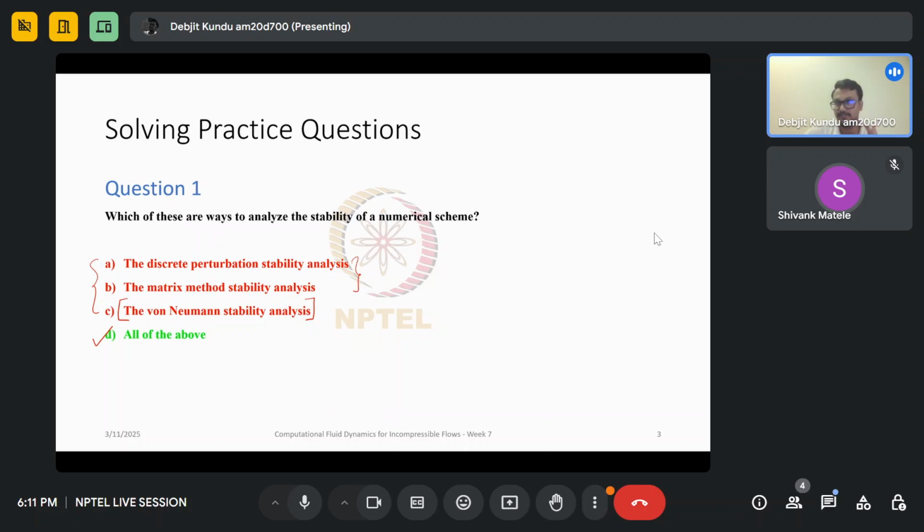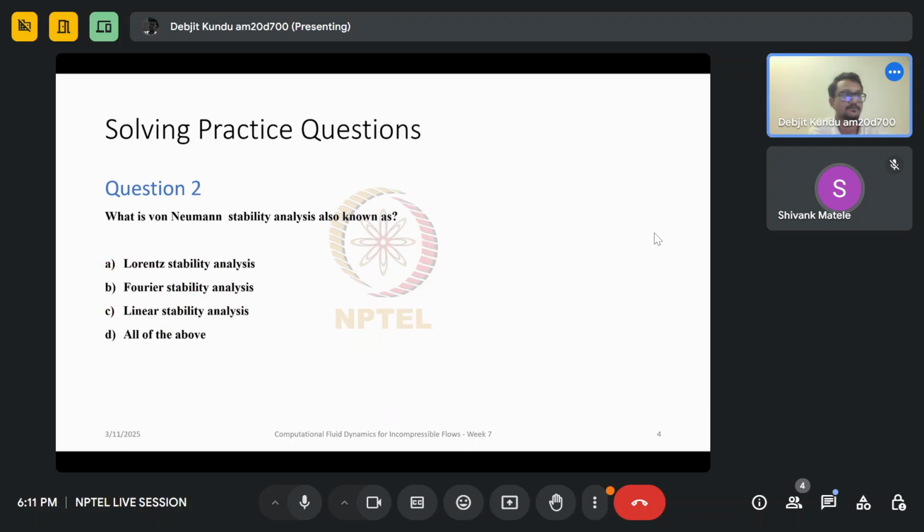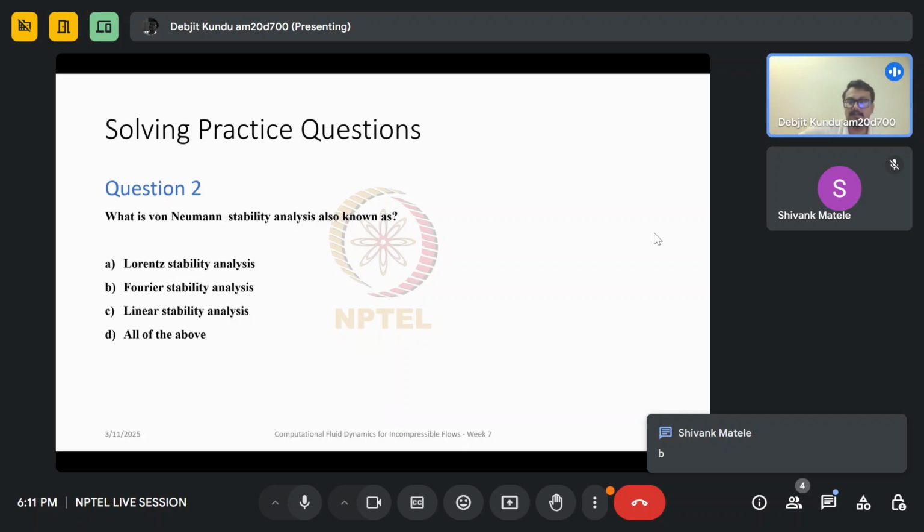So I hope this question is clear. We'll move along to question number two now, which is: what is von Neumann stability analysis also known as? Is it option A, Lorentz stability analysis? Option B, Fourier stability analysis? Option C, linear stability analysis? Or is it option D, all of the above?